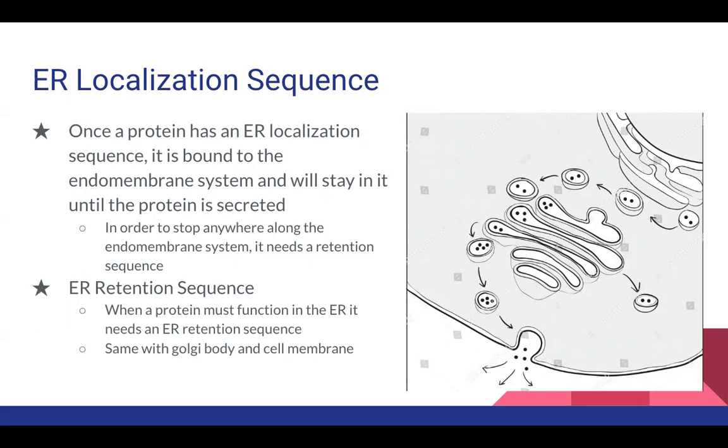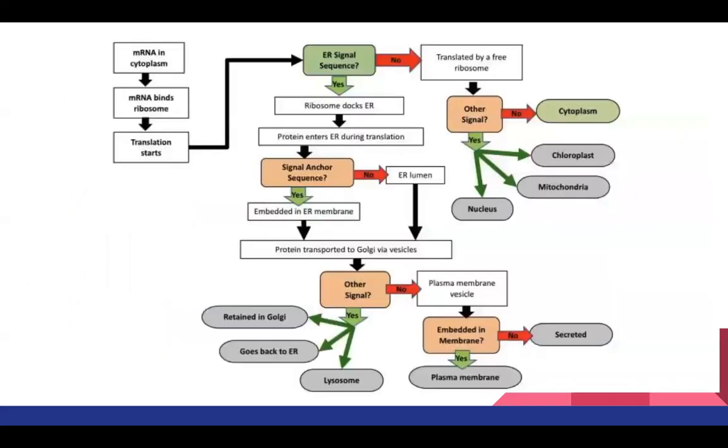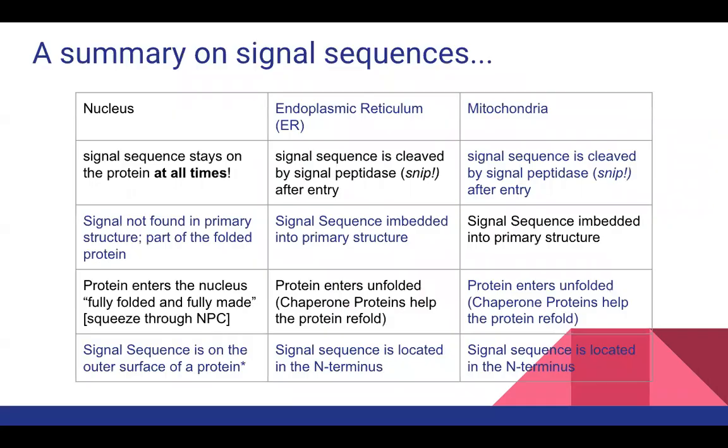This is just the same information. If it needs to stop anywhere, it's going to need some sort of retention sequence. And this is a little flow chart. I know it's kind of daunting to look at, but it's actually quite helpful. Maybe you could put this on your sheet just to remind yourself where everything's going. And this is a little summary on everything. I'm not going to read through this. We'll send you the slides. But it's a nice little summary if you want to put it on your note sheet, just to remember what everything does.